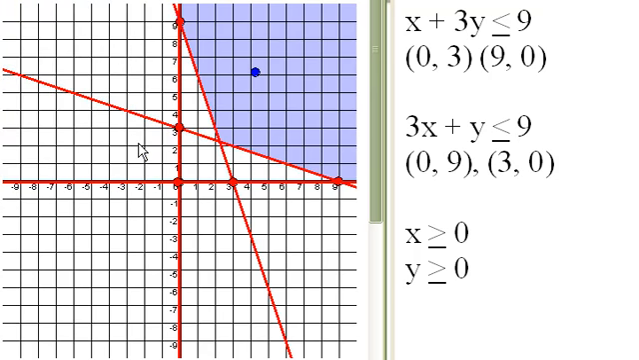But I'm not worried about just that one inequality. I'm worried about all of them. So I need to shade where they all overlap. And I could test a point here like 1, 1 or 2, 2. Make sure it makes all of them true. It would. And then that would just verify for me to know that I'm right.